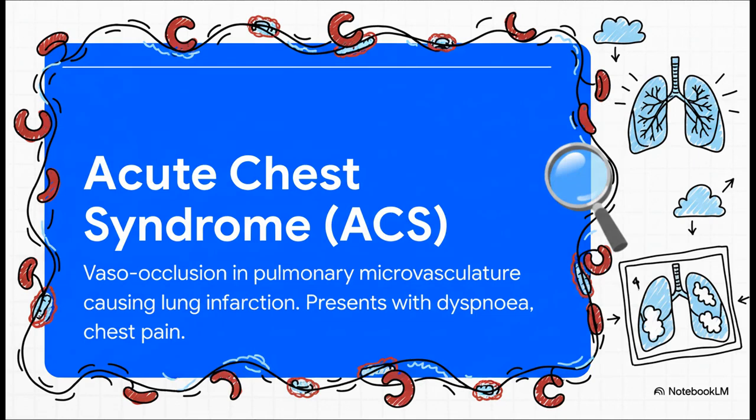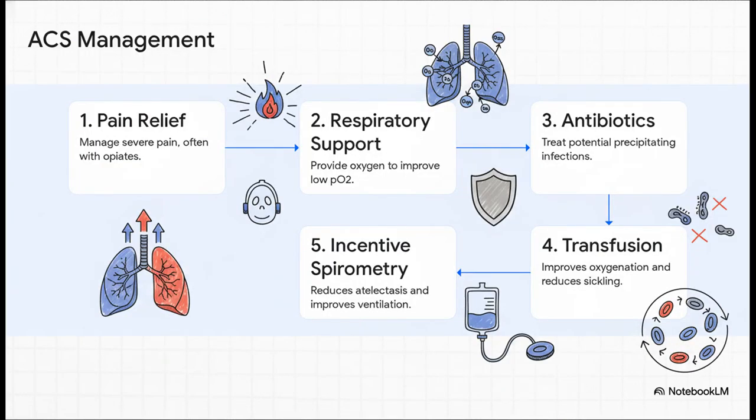Now, a particularly nasty form of vaso-occlusion is something called acute chest syndrome, or ACS. Basically, this is when that traffic jam happens inside the tiny blood vessels of the lungs. And clinically, it presents exactly how you'd think it would. The patient is short of breath, they have chest pain, and you see new infiltrates on their chest x-ray. Managing ACS requires you to move, and move fast.